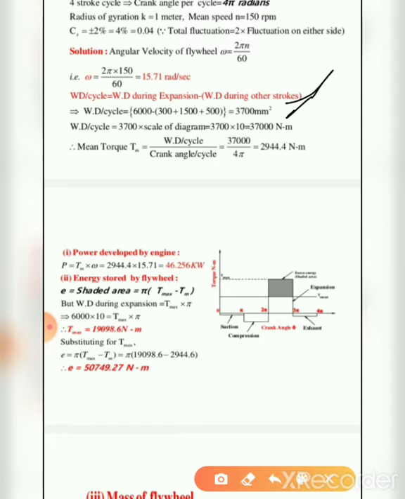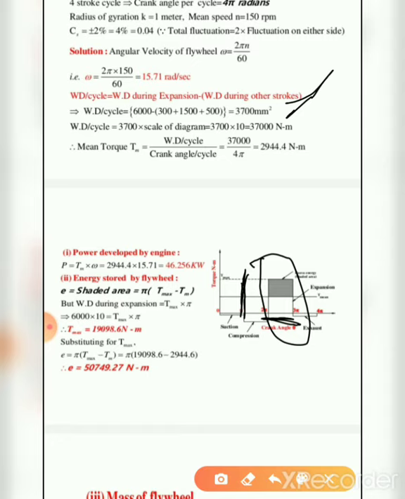Pi is the width of the rectangle, so we can directly find the area by using length into width. This way we can find the work done during expansion. This one is the expansion stroke, and in the expansion stroke it is T max into pi. This is representing the T max, the maximum, the length, and this is the pi, the width. So work done during expansion is T max into pi.